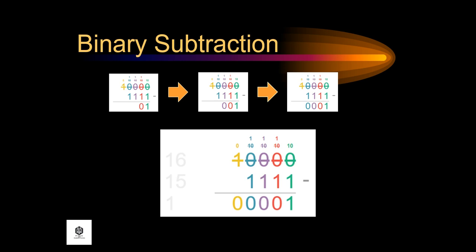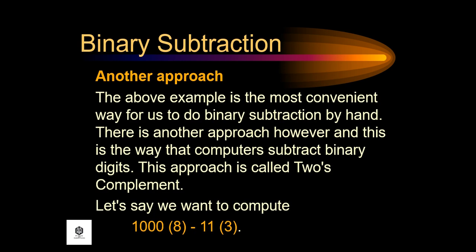So the answer for binary subtraction example number 2 would be 00001 or 1 in decimal. For another approach, the above example is the most convenient way for us to do binary subtraction by hand.